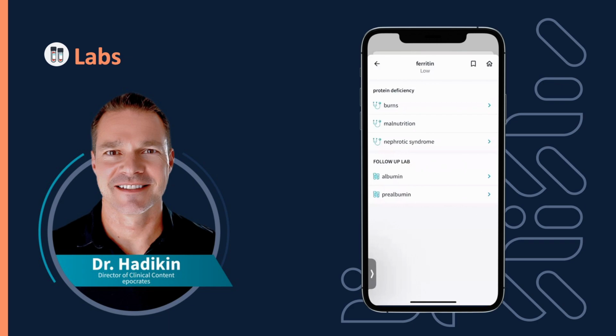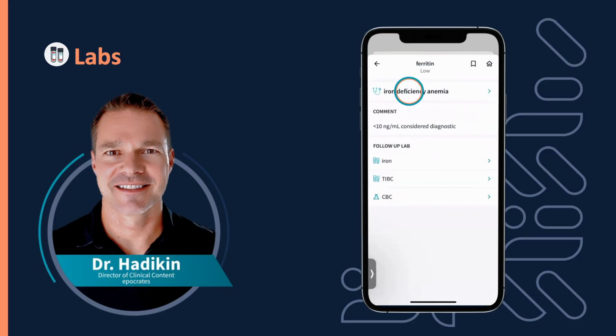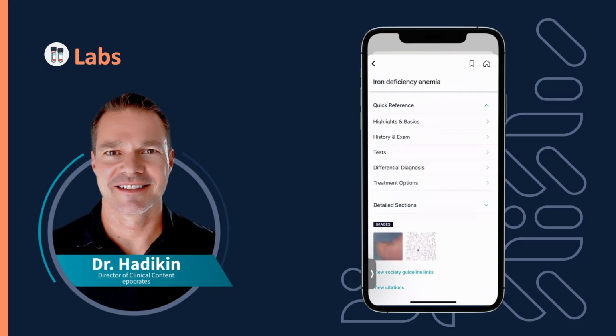And note, whenever a disease or a drug cause is listed, and Epocrates has a separate topic for it, it's always just a click away. So for example, tapping on iron deficiency here will take us to the iron deficiency anemia disease topic.